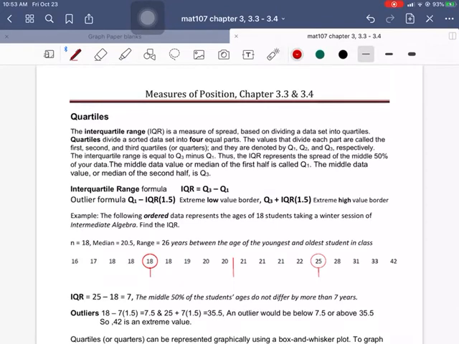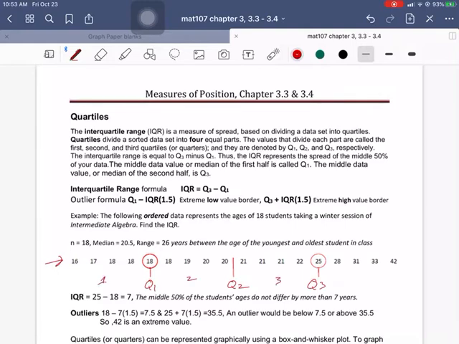All right, some more measures of position, page 3 and 4, quartiles. Interquartile range, IQR, is a measure of spread based on the data being divided into 4 parts. Each part's called a quartile. So you look at this data set here: the first quartile, the second quartile, and the third quartile.